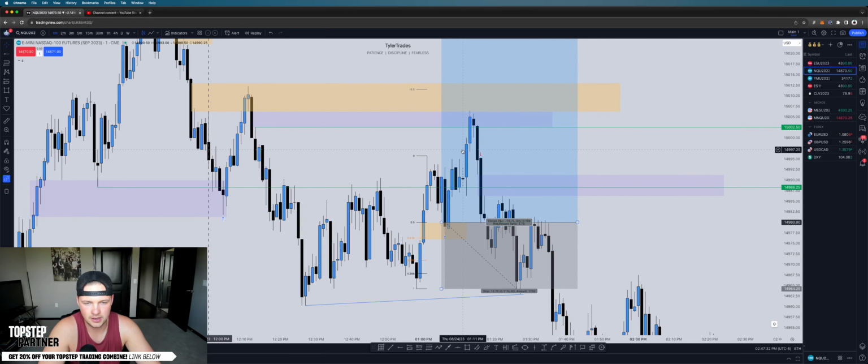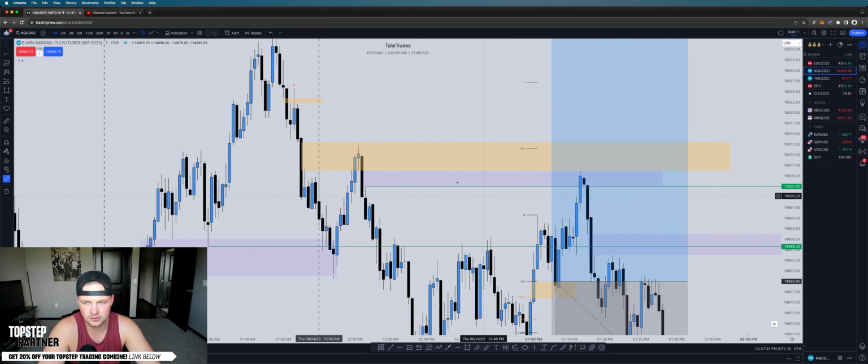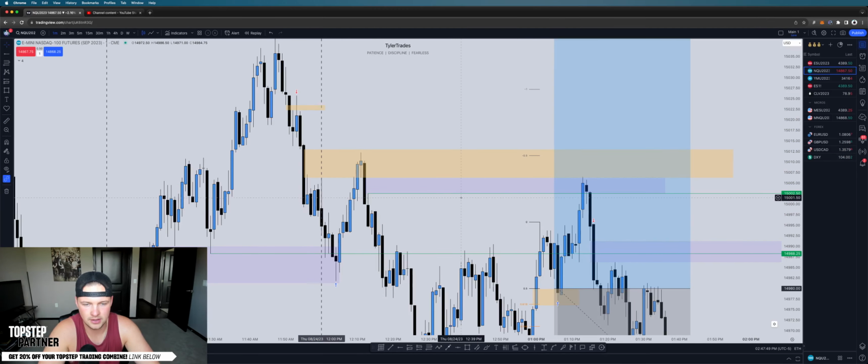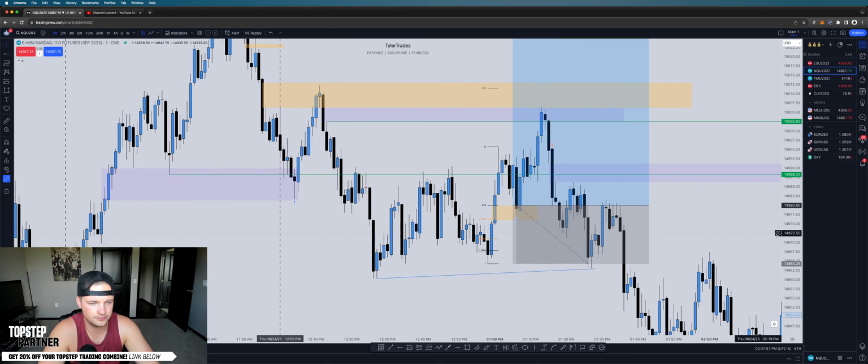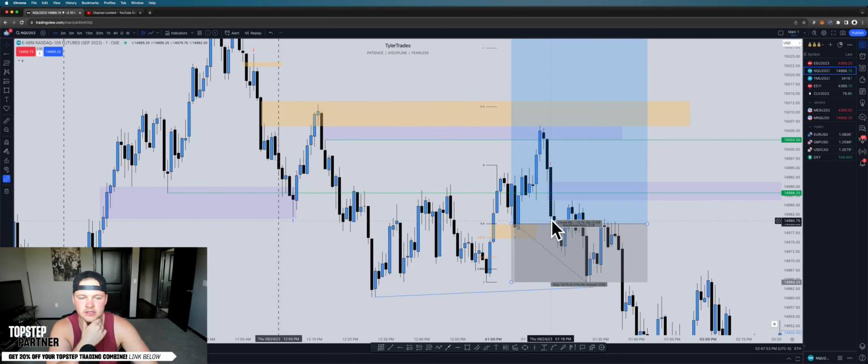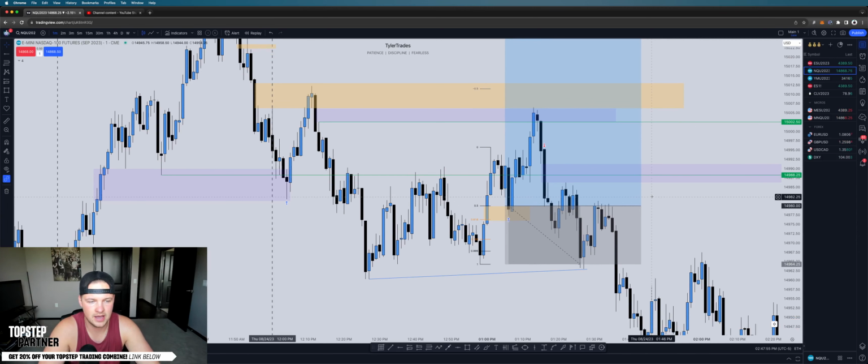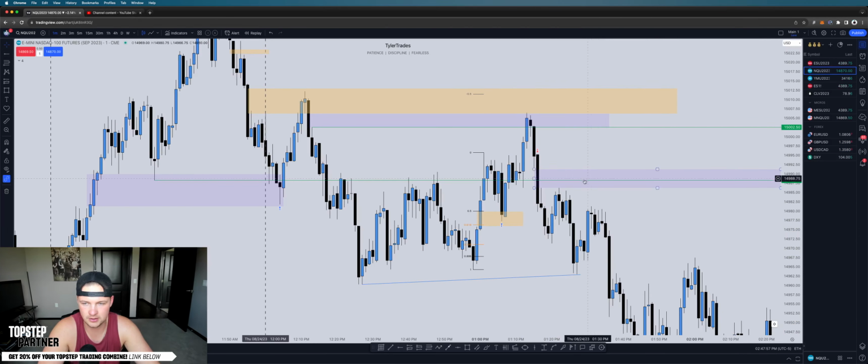Mainly I did that because I had already caught this trade. I already caught this short from here to here, which was about 35 handles. So I caught 35 handles down already on NQ with a contract. Then here I just got stopped out at break even, which was fine.